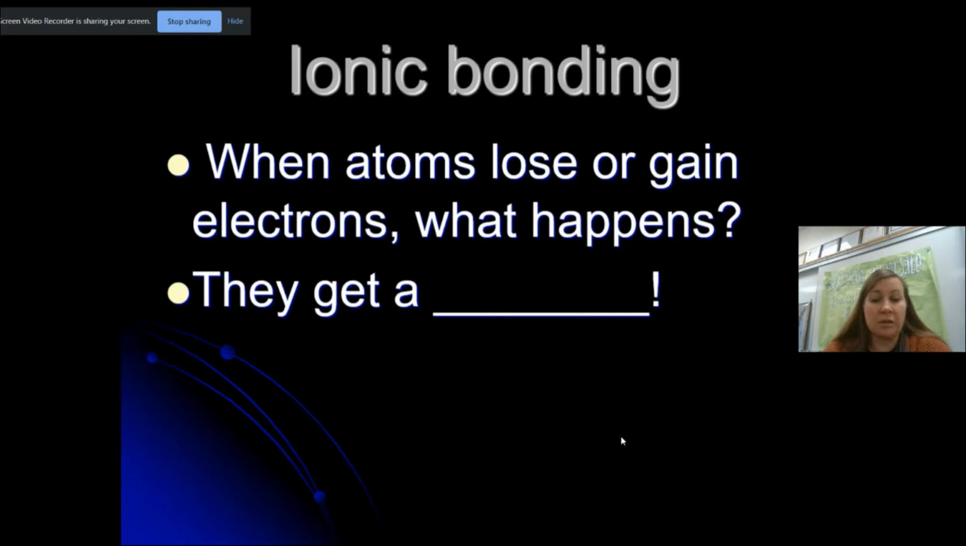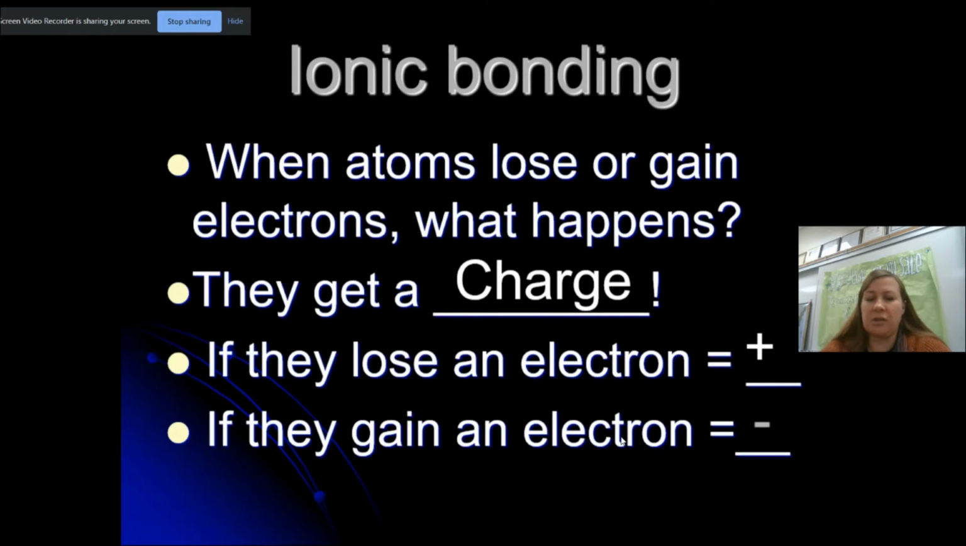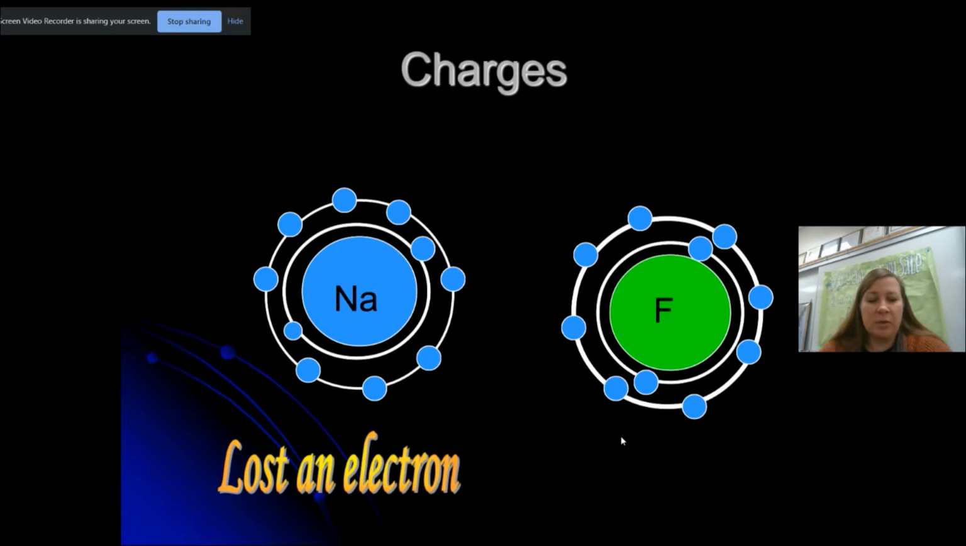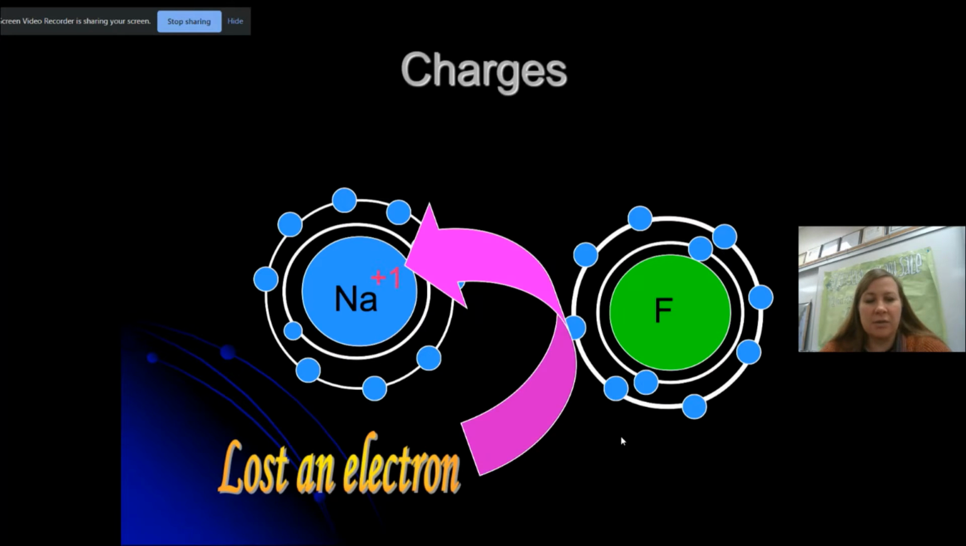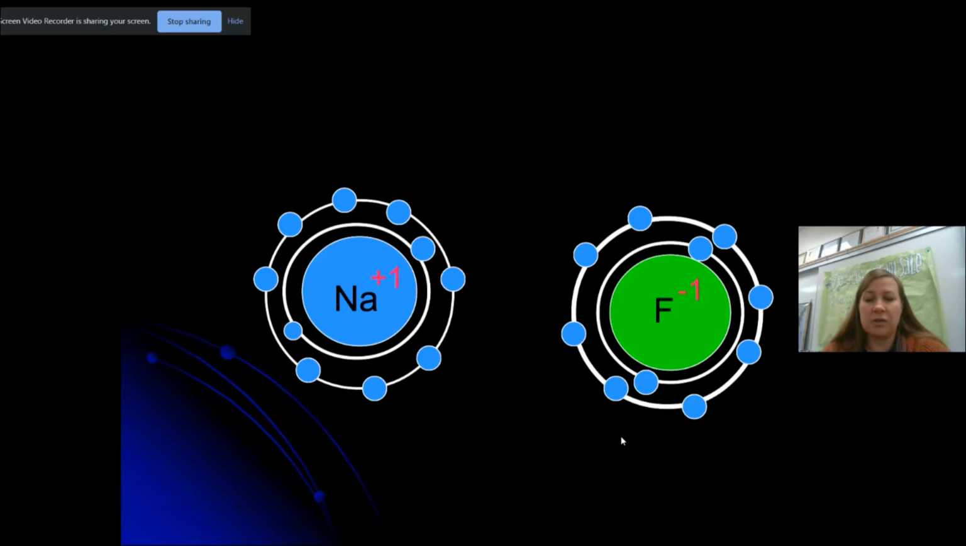When atoms lose or gain electrons, what happens? Well, they get a charge, of course. If they lose an electron, the charge is positive. If they gain an electron, the charge is negative. And this would be something that you'd want to write down if you didn't already know this. Hopefully you remember this from before. So now we have sodium, which lost an electron, so it gets a +1 charge. And fluorine has gained an electron, so it's going to get a -1 charge.